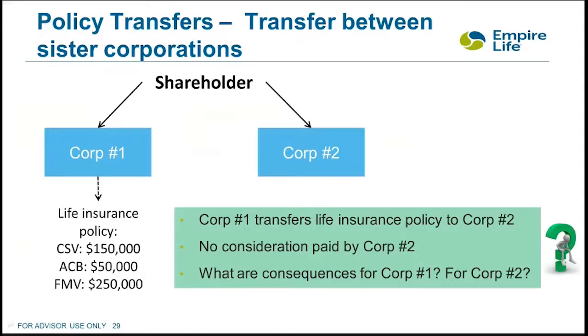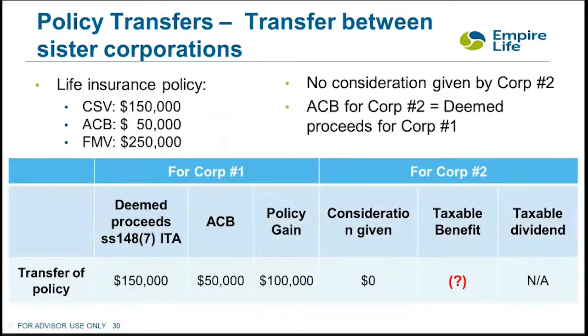So Corporation 1 is transferring the ownership of the life insurance policy, and there is going to be a disposition for tax purposes. And the transfer is going to be a non-arm's length transfer because the same shareholder owns both Corporation 1 and Corporation 2. So Corporation 1 is transferring ownership of the policy. Therefore, there's a disposition for tax purposes.